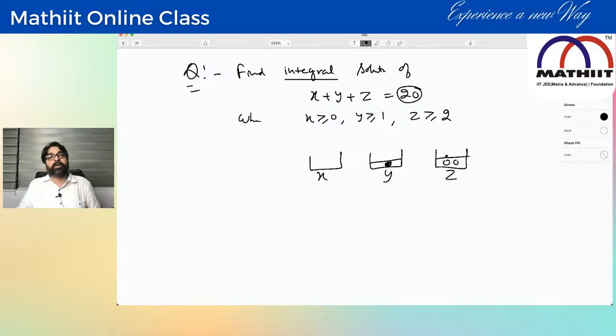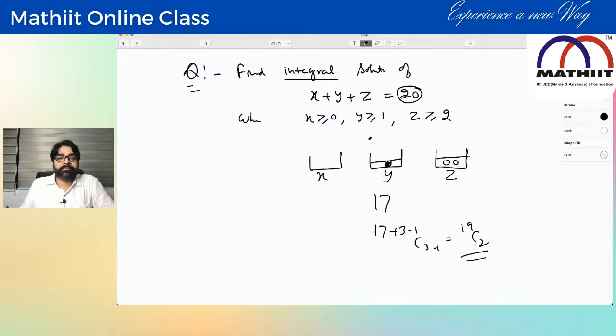Now everybody is equal. Everybody is saying whatever you give me, because my minimum condition is over. Now how many objects are left? 17. Three groups, empty group allowed. 17 plus 3 minus 1, C 3 minus 1. You can say 19 C 2. That will be the answer.